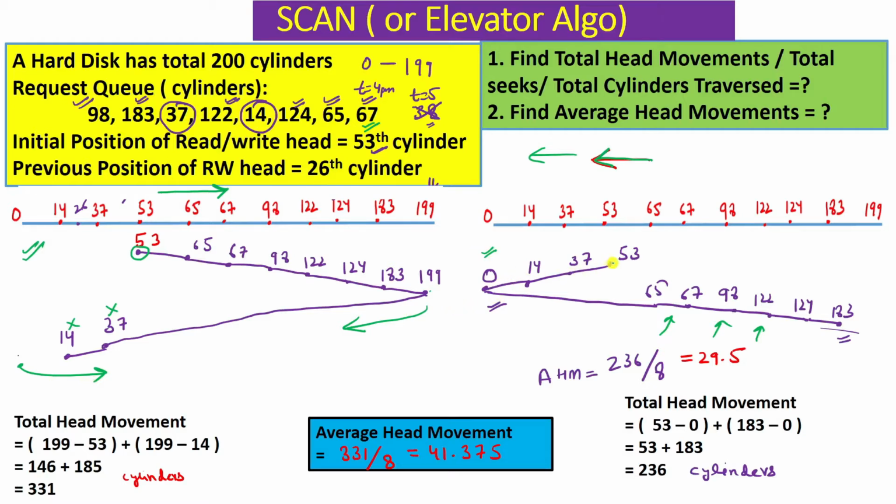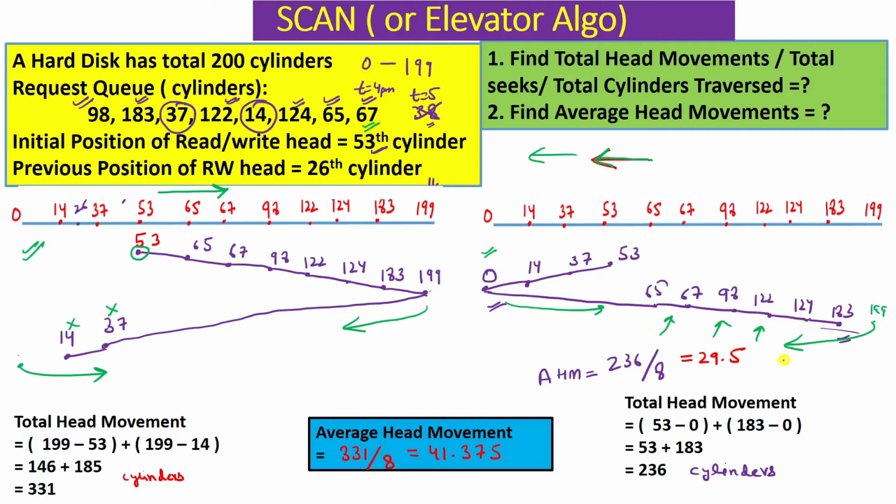The same thing we'll see in this example. We will start from 53 and go to 0. After that we will change our direction, but we will not entertain 65, 67 and 183 in our return journey. We will go from 0 to 199 without servicing any request. Then we will again change our direction and service 183, 124, 122 and so on.